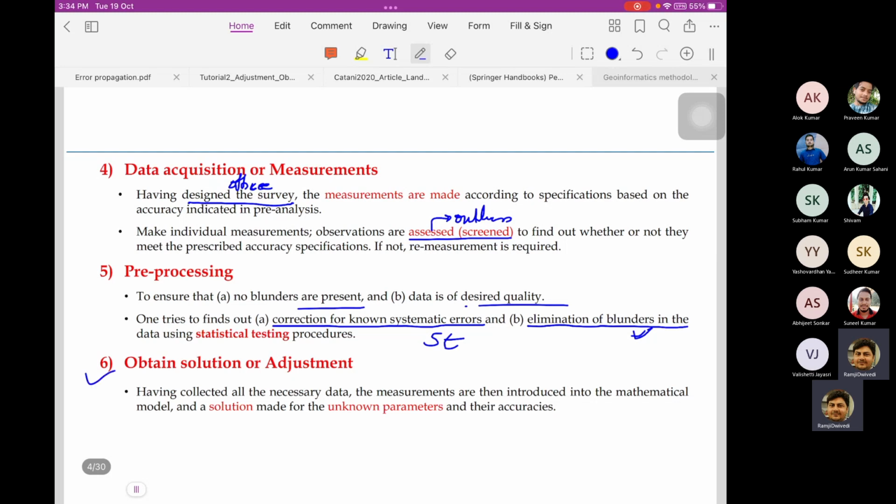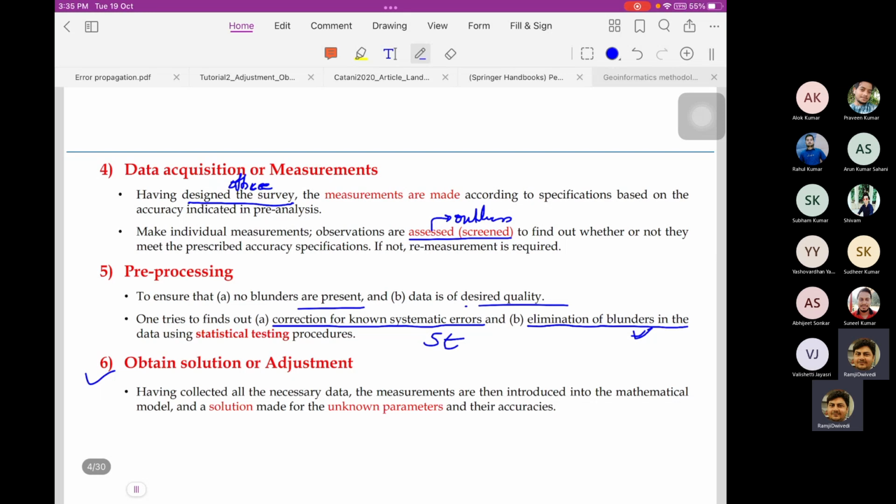The sixth step is, once you know that your data is free from blunders and free from any large systematic errors, I would rather say. I would not say that small systematic errors can also be handled. Sometimes they are missed, and they become part of the system. Later on, you will realize that there are certain statistical analysis tools which would help you to remove those small systematic errors that go undetected initially. Okay, so going to the sixth step, where we obtain the solution or we perform the adjustment.